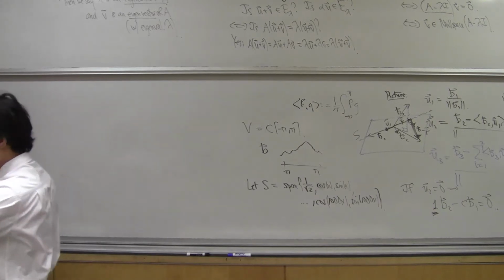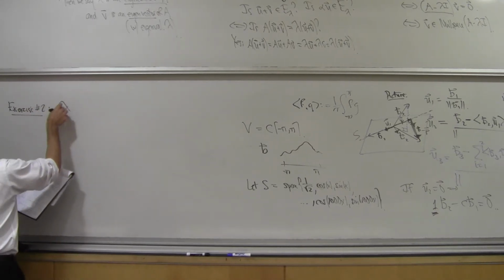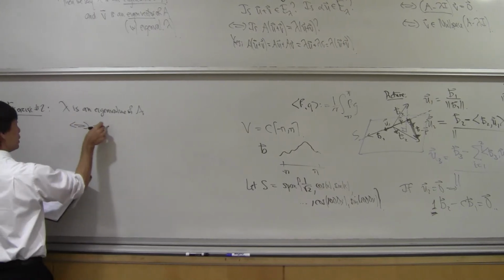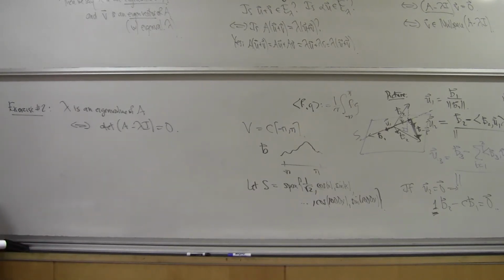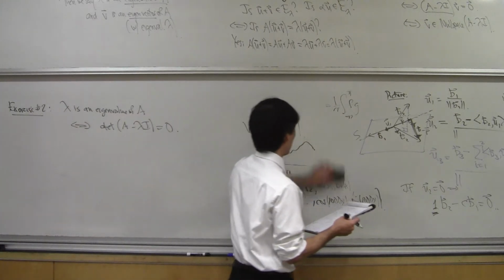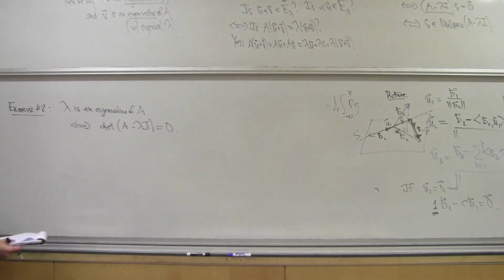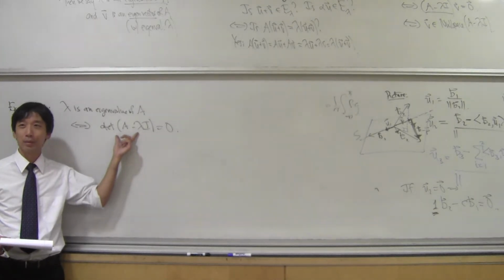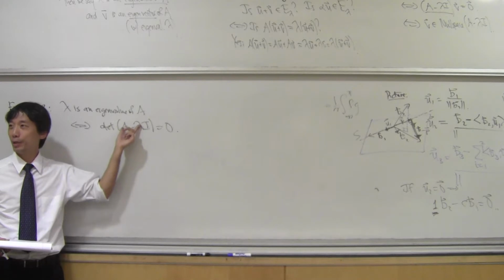Okay. Exercise number two. Lambda is an eigenvalue of A if and only if the determinant of A minus lambda I is zero. First, let me ask you, what does it mean that the determinant is zero? You have a lot of things that are equivalent to this, right? If the determinant of a matrix is zero, then what do you know? Singular. You know it's singular, right? It's non-invertible. So what else?